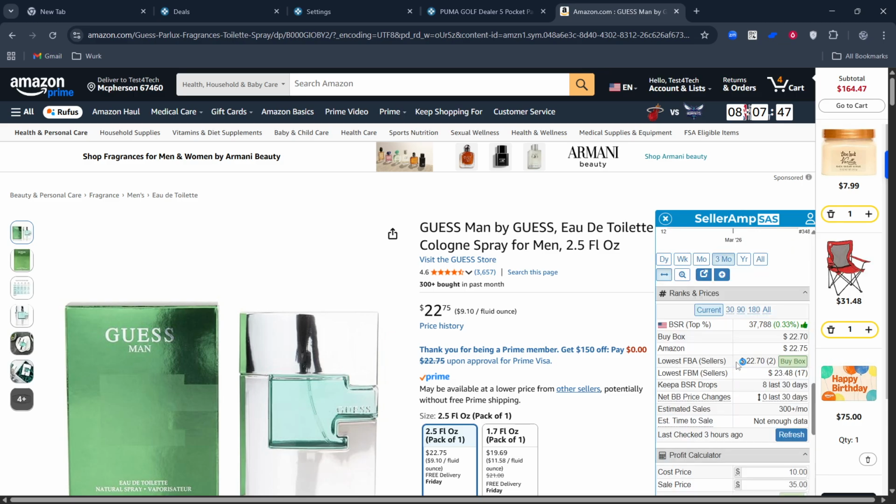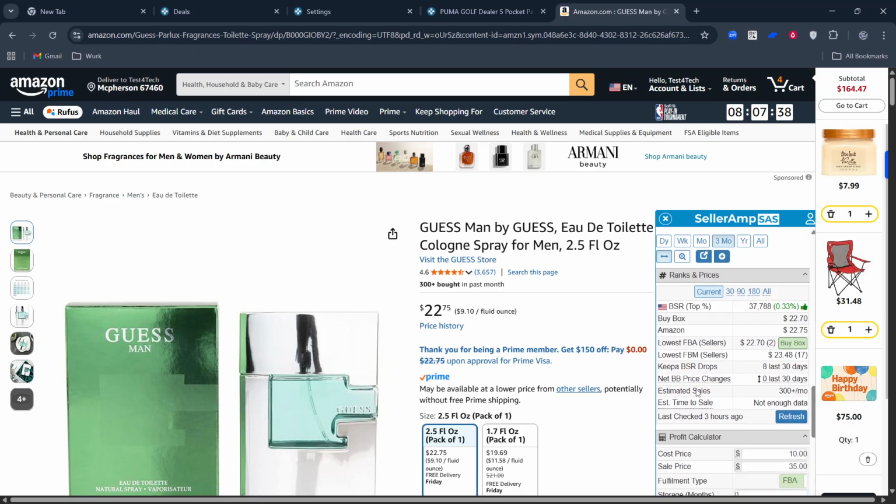Put it all together: strong Keepa drops, a stable buy box price, manageable competition, positive profit in SellerAmp, and no restrictions. If Amazon dominates the buy box, skip it. That's how you use Keepa and SellerAmp SAS to make smart, data-driven sourcing decisions.